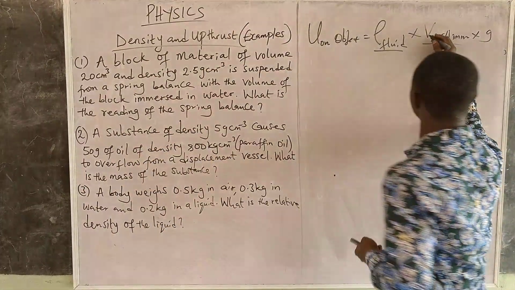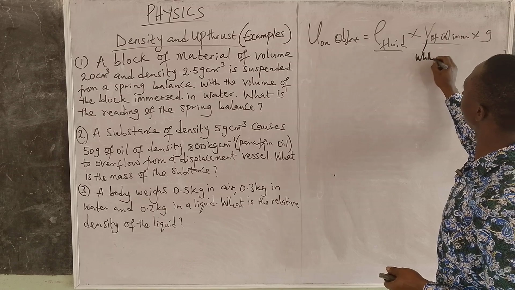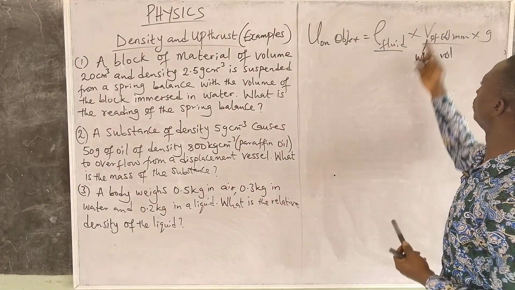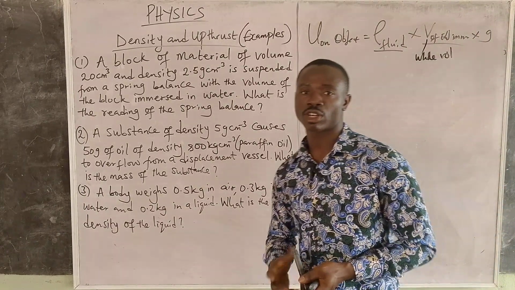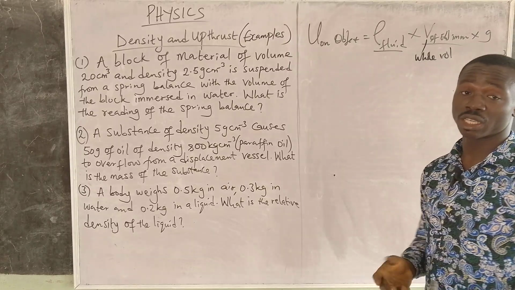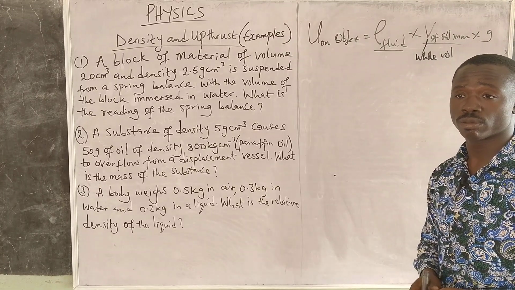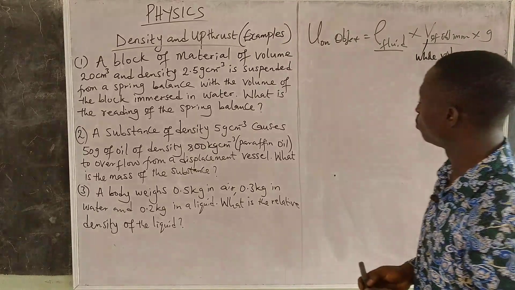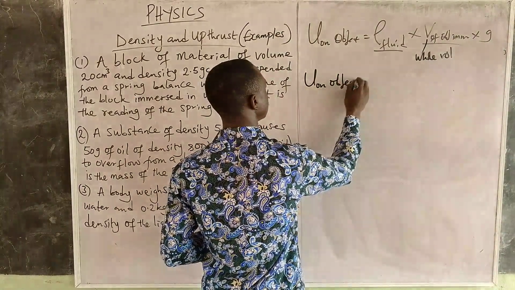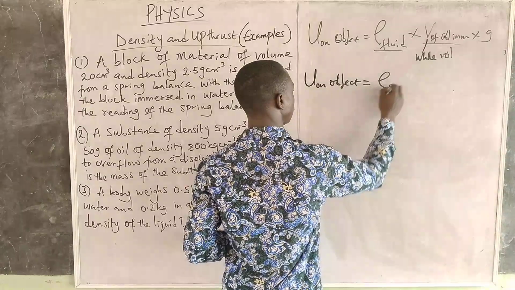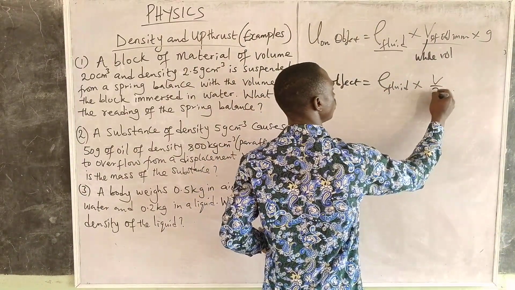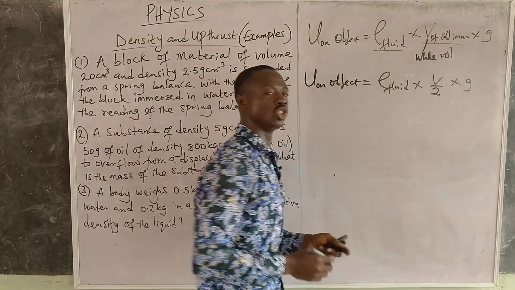Now, this formula is used when the whole volume of the object is immersed. So we have only V. But what if a fractional part of the object is immersed in the fluid, say like half of the volume? If half of the volume is immersed, it means upthrust on object is going to be equal to density of fluid times half of the volume, which is the total volume over 2, then times g.